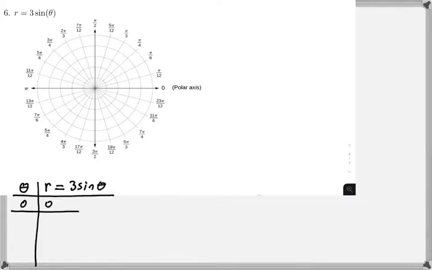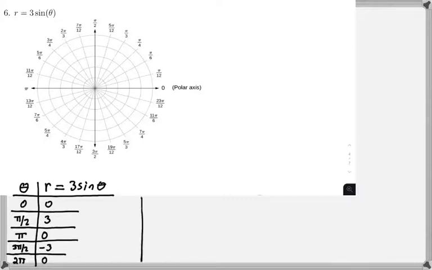And so, plug in 0, sine of 0 is 0. Pi over 2, sine of pi over 2 is 1, times 3 is 3. Sine of pi is also 0. Sine of 3 pi over 2 is negative 1, times 3 would be negative 3. And then the sine of 2 pi is 0. Okay, so I suppose we can say this is r and this is theta.